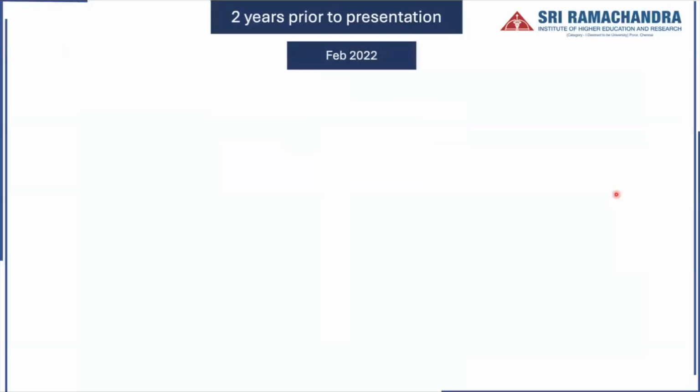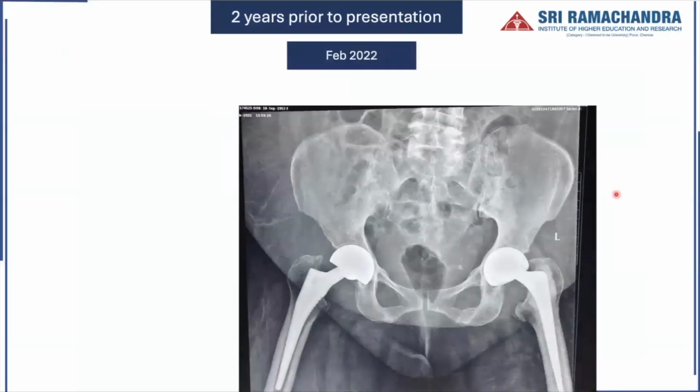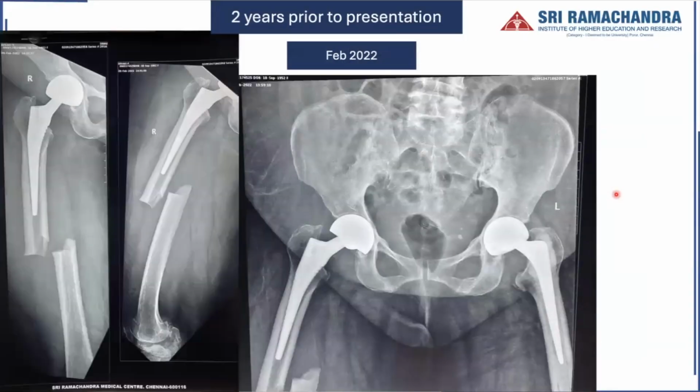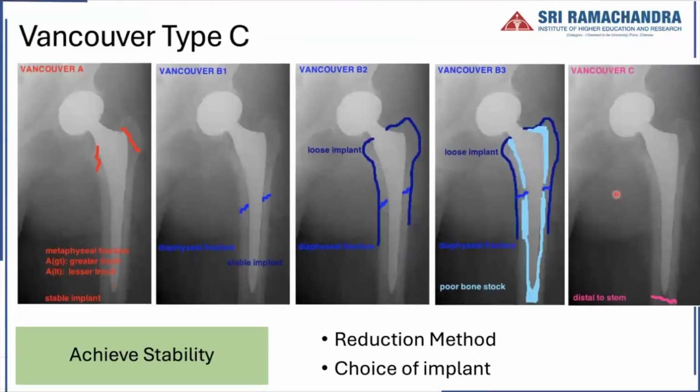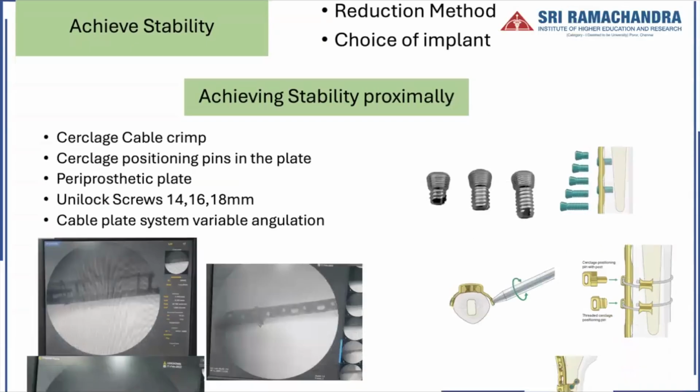Then in February 2022, she presented to the ER with a fracture below the distal aspect of the stem. We also screened the knee on the right side, which was still bad because we hadn't operated on it yet. So she had a Vancouver type C fracture. The most important thing was to achieve stability, and the choice of implant as well as the reduction method was something we had to look at.